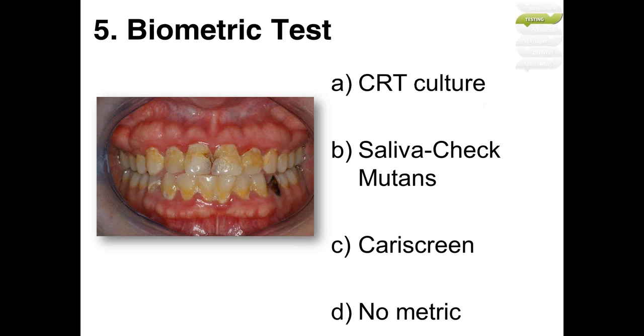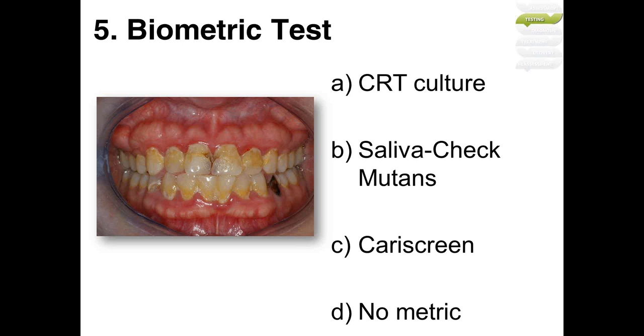So if you're going to use, this is number 5 on the list tonight. If you're going to use a biometric test, you've really got 3 options, or 4 options. I mean, one of your options is not to use anything at all. But number 1 is using cultures. I would recommend the CRT culture by Vivanet. If you want to look for Mutans Streptococci, but you don't want to culture, you've got the Saliva-Check Mutans test from GC. And if you want to look at a broad spectrum at the biofilm activity level, you've got the CariScreen meter. And one of the last things is, you could certainly choose not to use a biometric.